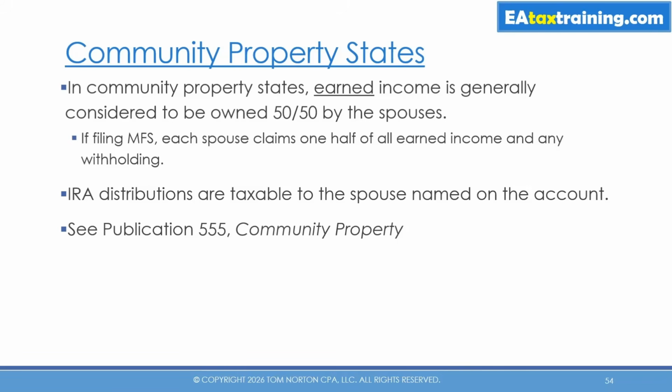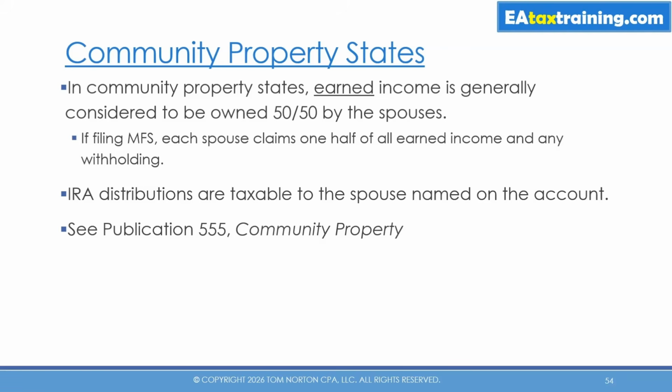Community property states. In community property states, earned income is generally considered to be owned 50-50 by the spouses. So if you file married filing separately and you live in a community property state, each spouse is going to claim 1/2 of all the earned income and any withholding. Even if only one spouse works, both spouses will claim half of the earned income. Or if both spouses work, you add up the total of the earned income and divide by 2. Each spouse reports 50-50.